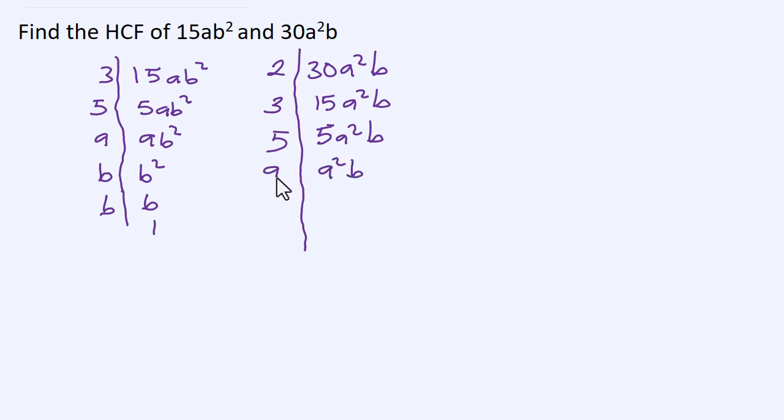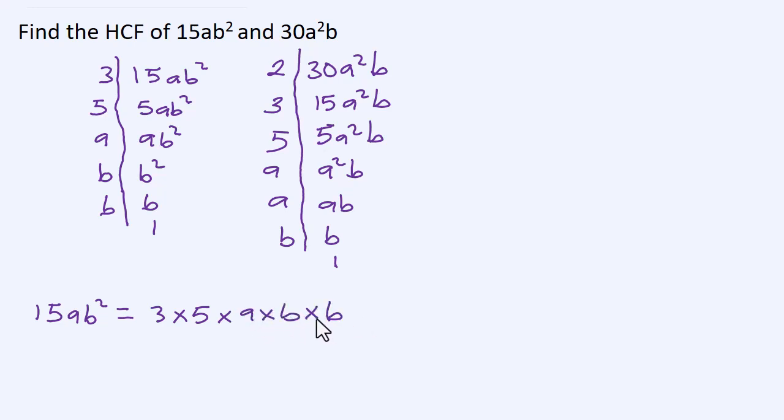Using a here, we have ab. Using a again, we have b. And then using b finally, we have 1. So let's write them out. 15ab squared is equal to 3 multiplied by 5 multiplied by a multiplied by b multiplied by b. And then 30a squared b, writing it out, becomes 2 multiplied by 3 multiplied by 5 multiplied by a multiplied by a multiplied by b. At this point, let's index.